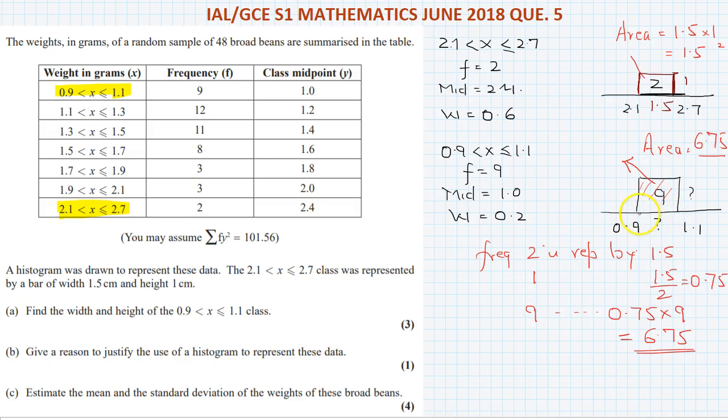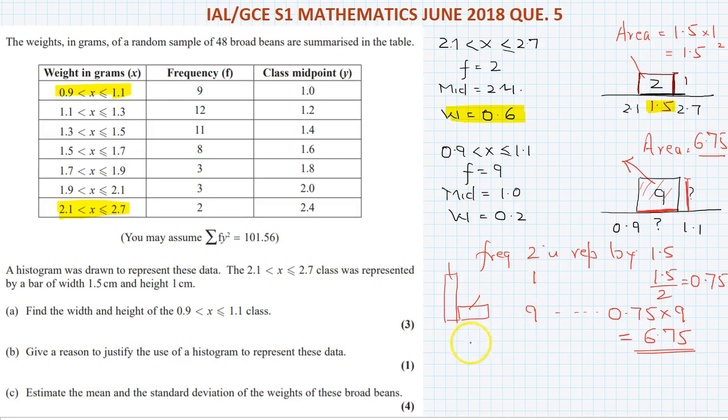Now we know the area. The only thing is either we know this width or we know this height. If we know any of this, it will be easy for us to draw this histogram. So the area may be 6.75. We have to calculate it. Now for this we have this clue which is going to help us. This width is 0.6 and this width is 1.5.